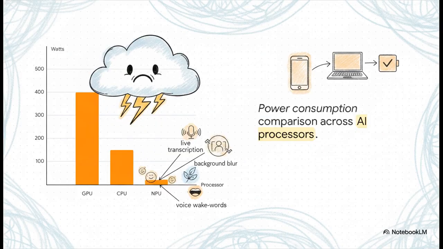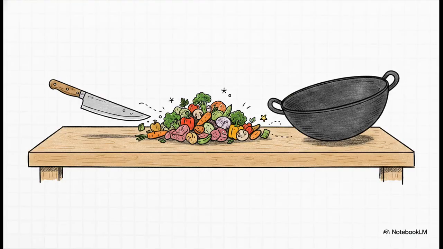And when we look at power consumption for edge devices, it's a completely different ballgame. A data center GPU burns hundreds of watts. A server CPU, well over 100. But a neural processing unit, an NPU, runs always-on AI features at single-digit watts. We're talking live transcription or voice wake words running constantly and completely saving their battery life while keeping the device snappy. Finally, rounding out our specialists, we have the APU.